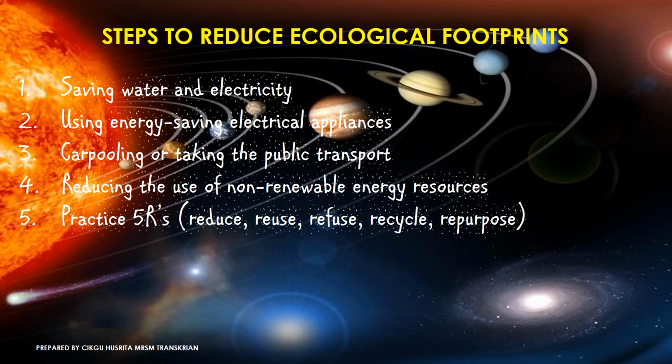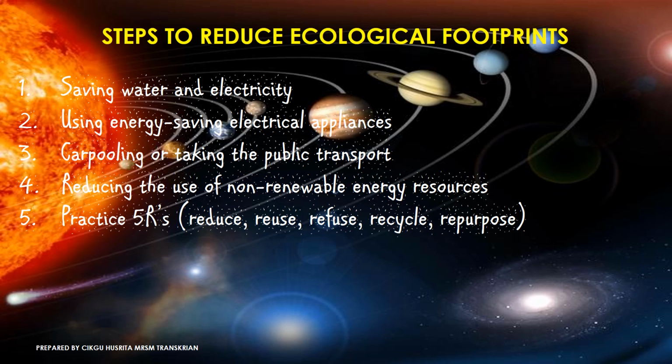Okay, these are the steps to reduce the ecological footprint. So we have 5 steps that we can use. Okay, the first one, saving water and electricity. You can use rainwater to water the plants. You can also use it to wash a car, right? And then switch off electrical appliances when not in use.